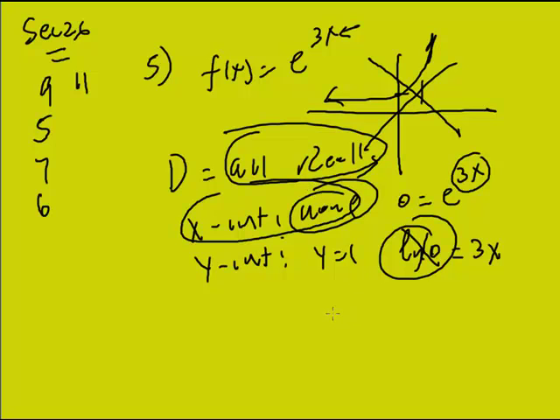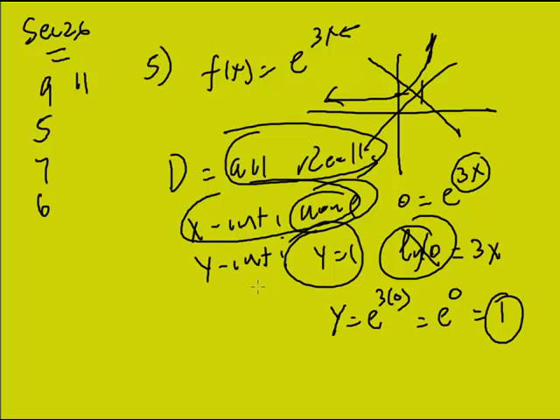To find the y-intercept, you're going to set x equal to 0. So it'll be 3 times 0, which is e to the 0, which is 1. That's the y-intercept. That is, if you didn't know what the graph looks like. Alright, 6, 7, and 9. Remember that. And 11.